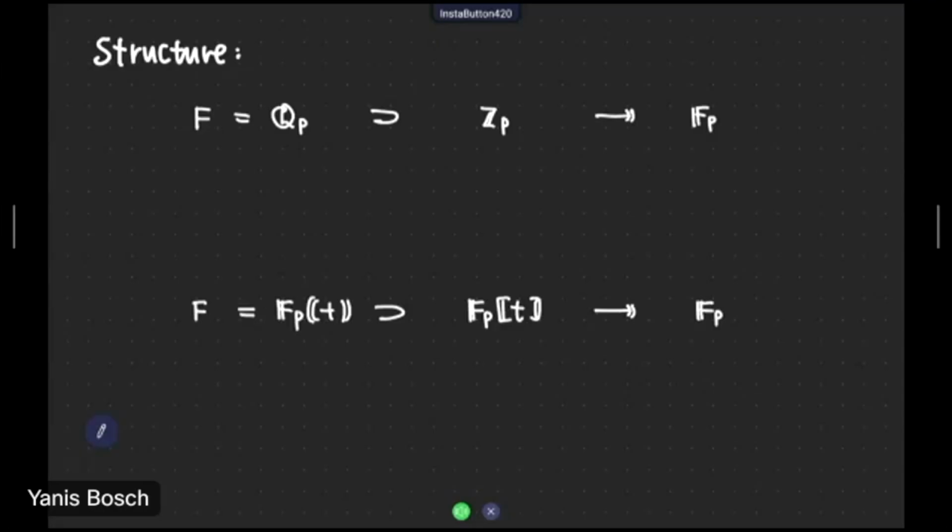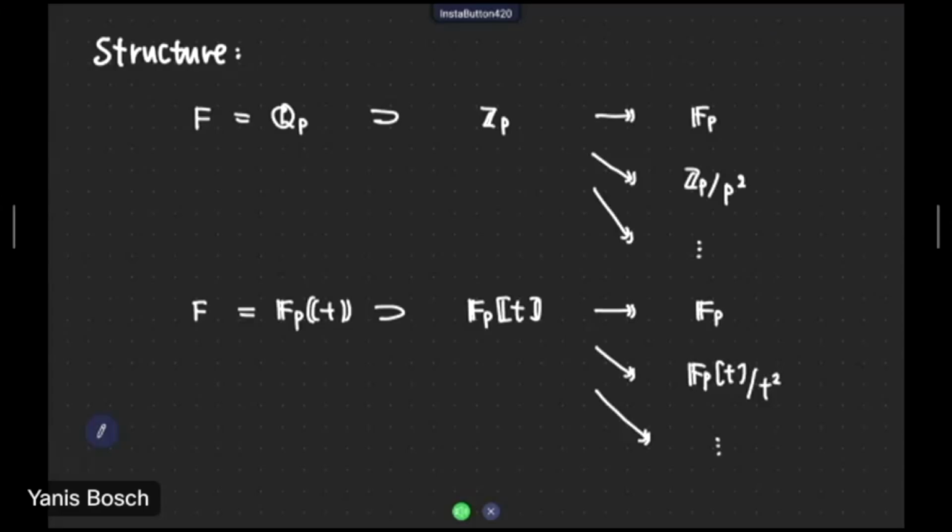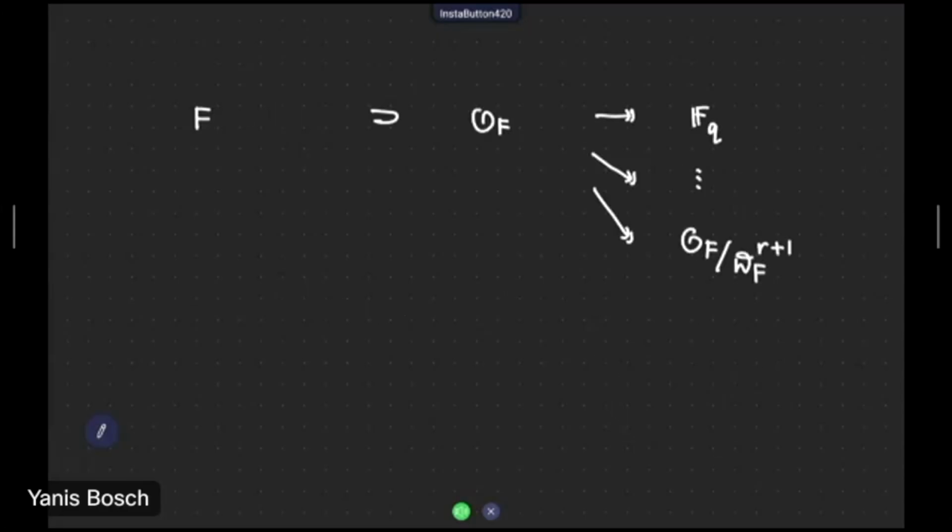Okay, so there's again a map to F_p, and this map is given by sending T to 0. But again, you lose a lot of information, and how do you gain back the information? Well, up here, instead of quotienting by p, you could quotient by p squared instead. Down here, instead of quotienting by T, you could quotient by T squared instead. And you can do this for p cubed, p to the 4, etc. And you can do this in general as well. So for F, a non-Archimedean local field, you have your ring of integers, which I'll denote by O_F. And it has a quotient to F_q, but also all of these finite rings.